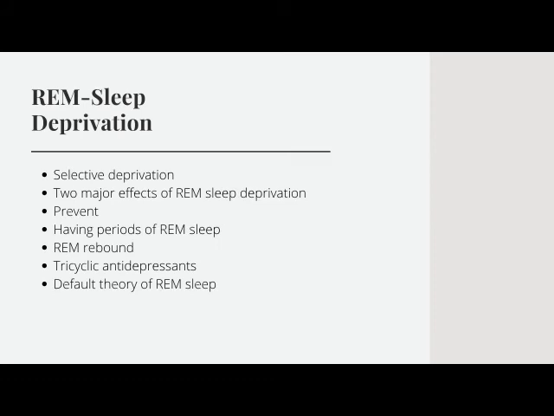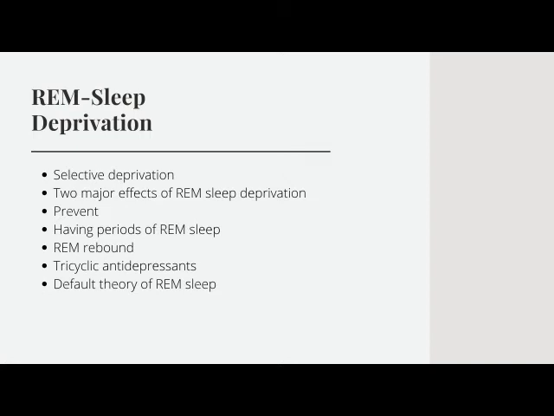REM sleep deprivation. Because REM sleep is associated with dreaming, there has been much interest in the effects of the selective deprivation of REM sleep. There are two major effects of REM sleep deprivation. First, REM deprivation is enforced by waking subjects up each time that REMs begin to occur. As a period of REM deprivation progresses, subjects must be awakened more and more frequently to prevent them from having periods of REM sleep. After REM deprivation is curtailed, REM rebound is often seen. Subjects get more than their normal amount of REM sleep for the next 2 or 3 nights.